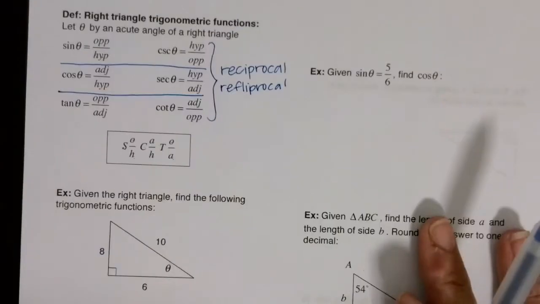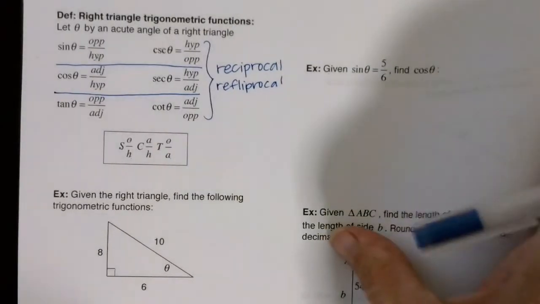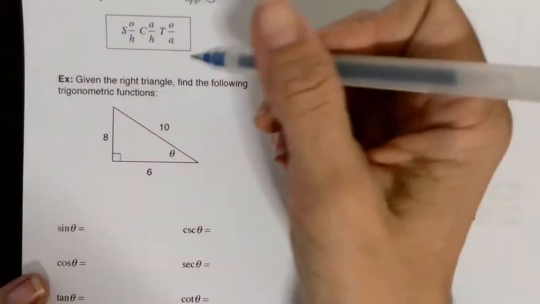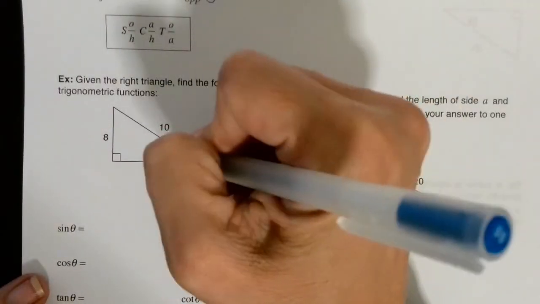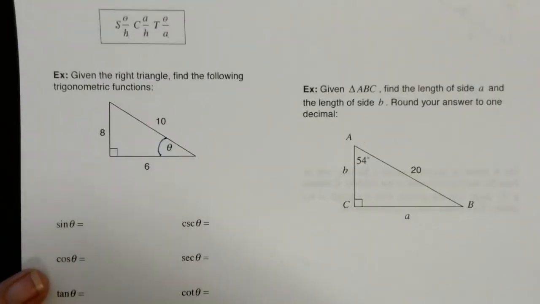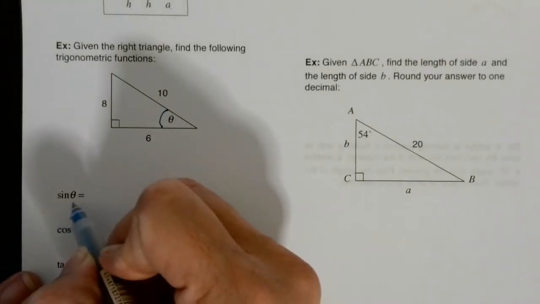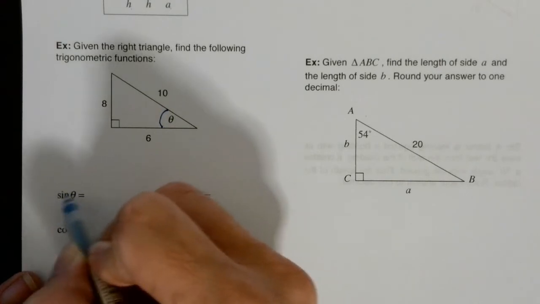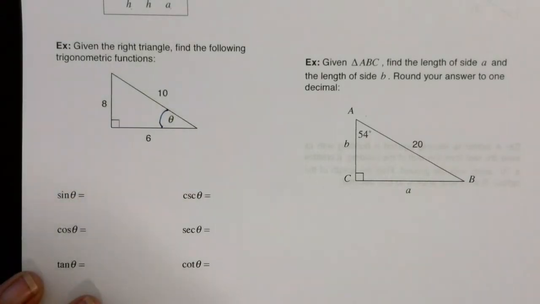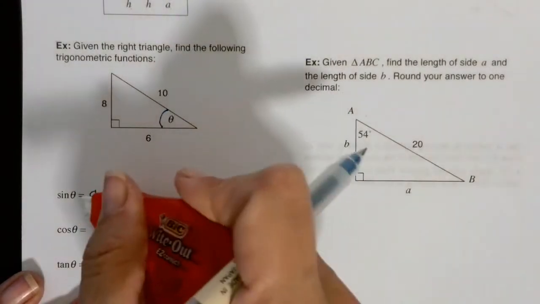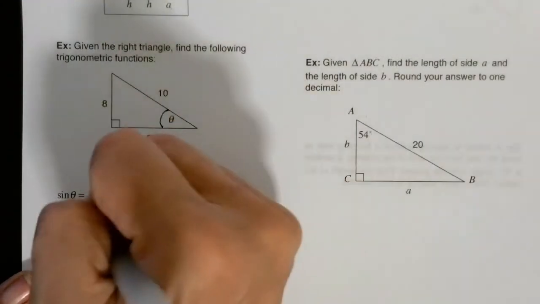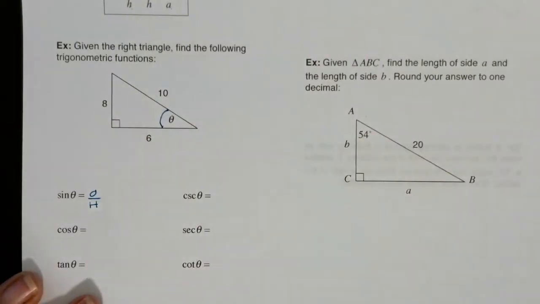Okay, so let's get into the first example. We have a triangle here, and the angle that we're referencing is theta. That's a Greek letter theta. So we are looking for the sine of theta. Sine, you're going to have to remember this. Sine starts with an S, Sohcahtoa, so this is opposite over hypotenuse.